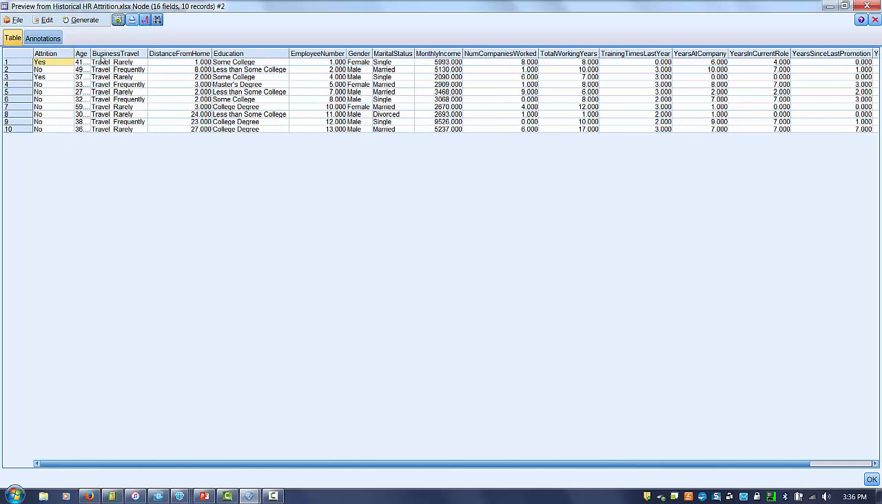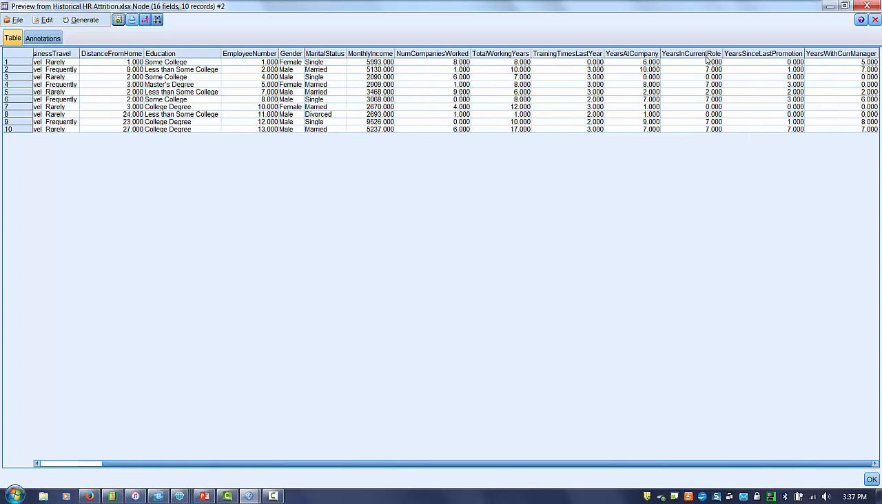We have age, how much they travel, how far they live from home, how far they commute each day, education, and employee number, which is an ID to identify the employee. Gender, marital status, income, the number of companies they've worked at previously, the number of years they've worked in total, how much training they did in the last year, how long they've been at the current company they work for, how many years they've been in their current role, how long it's been since their last promotion, and how long they have been with their current manager.